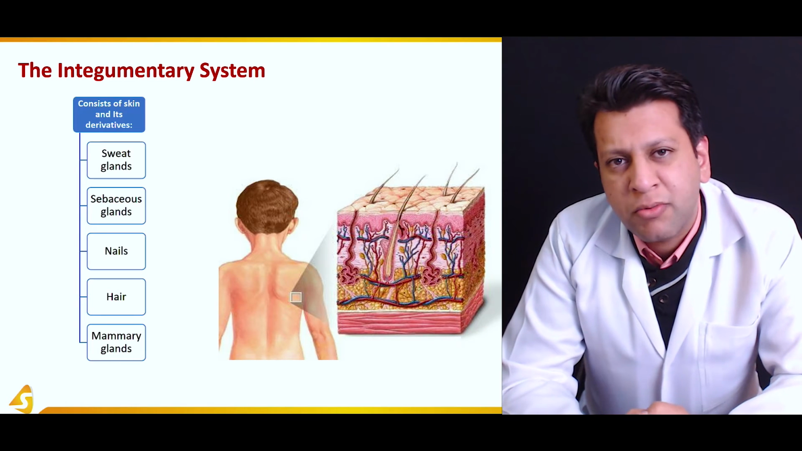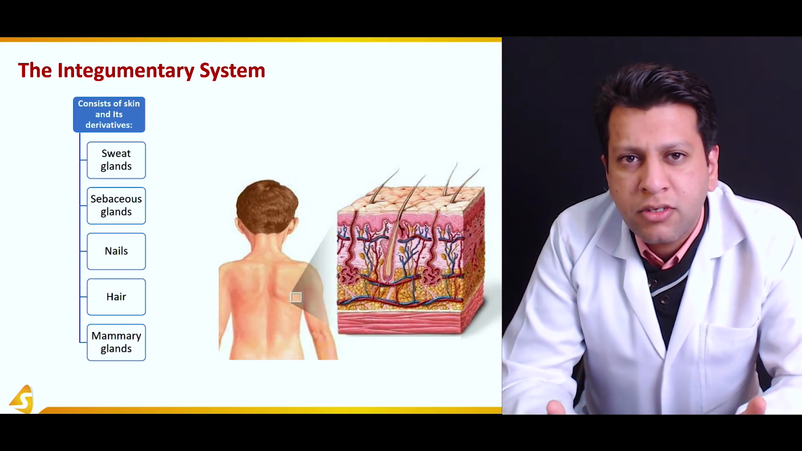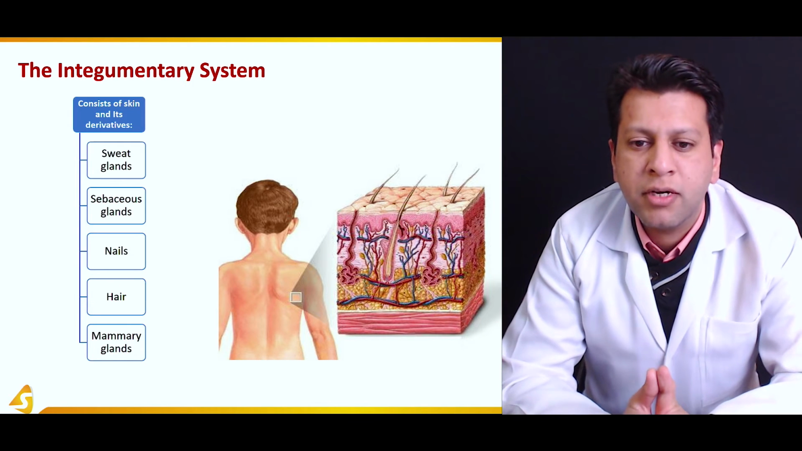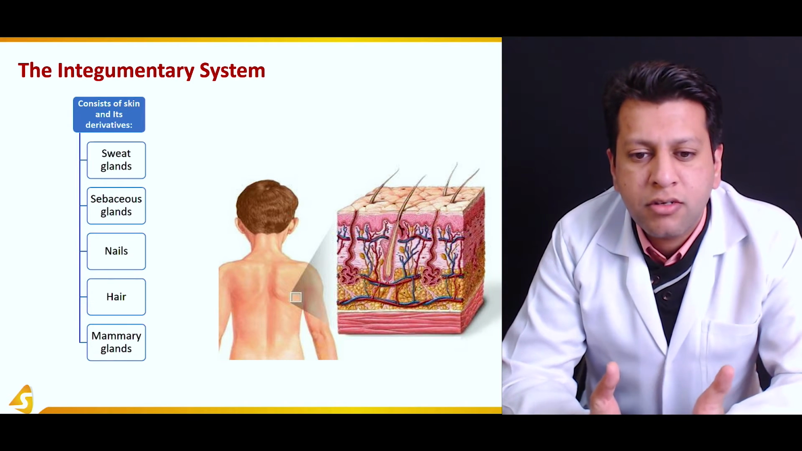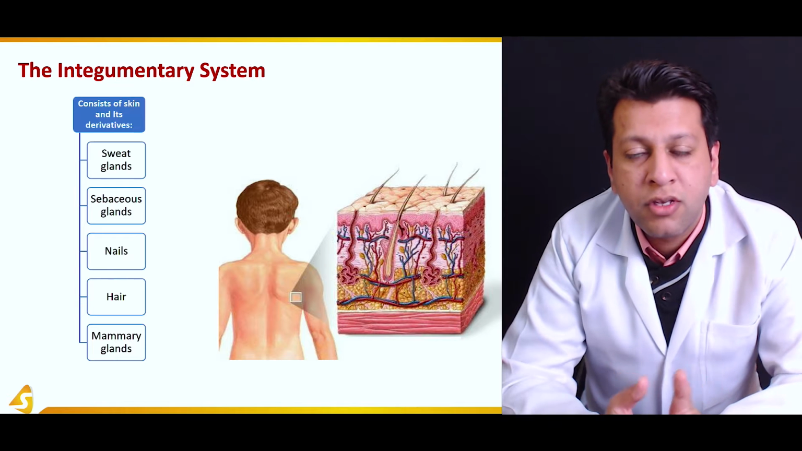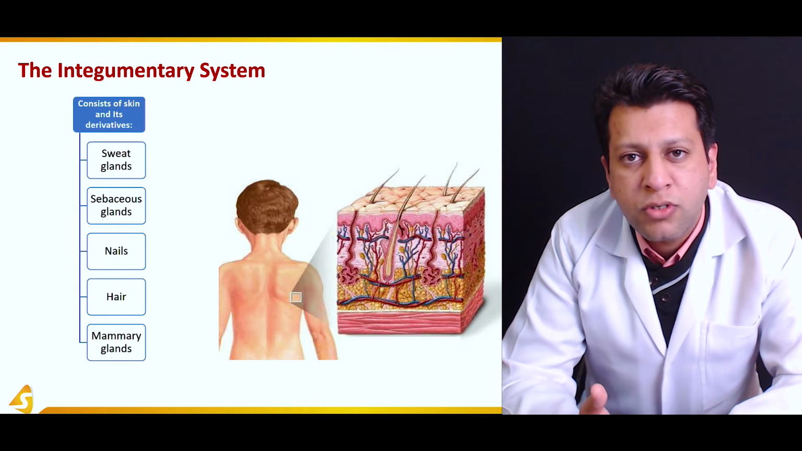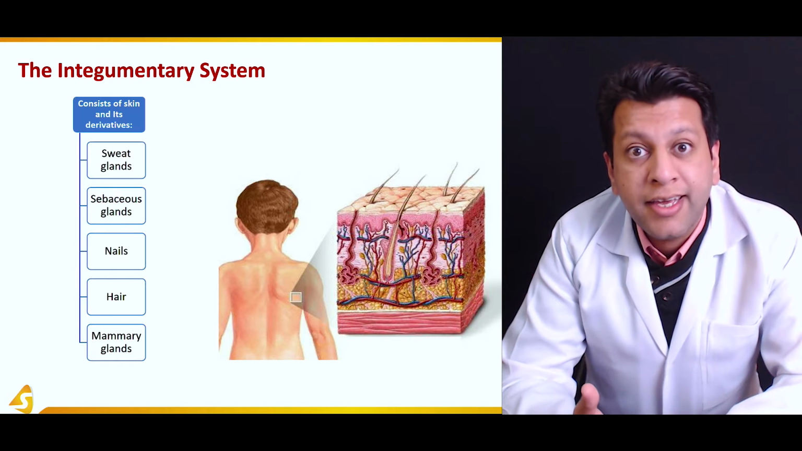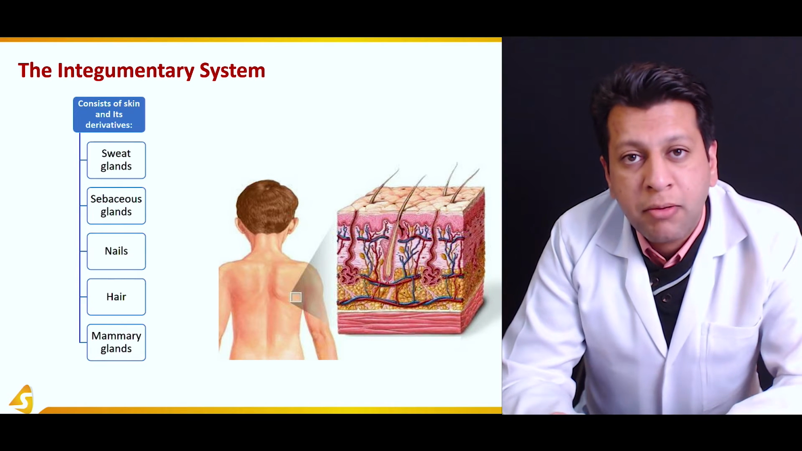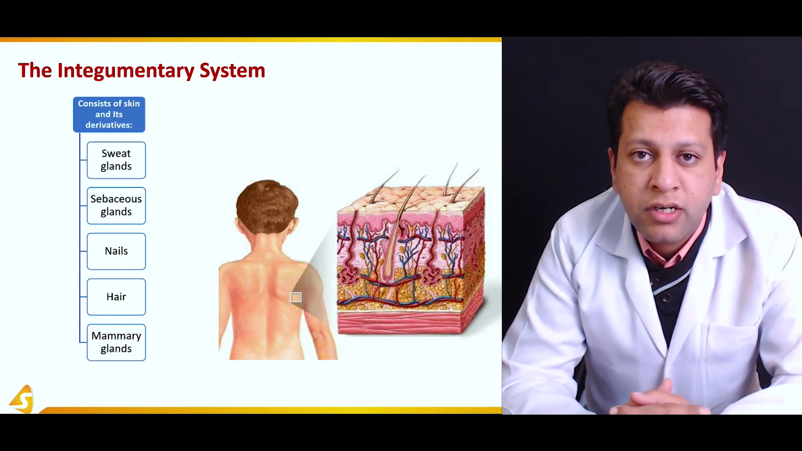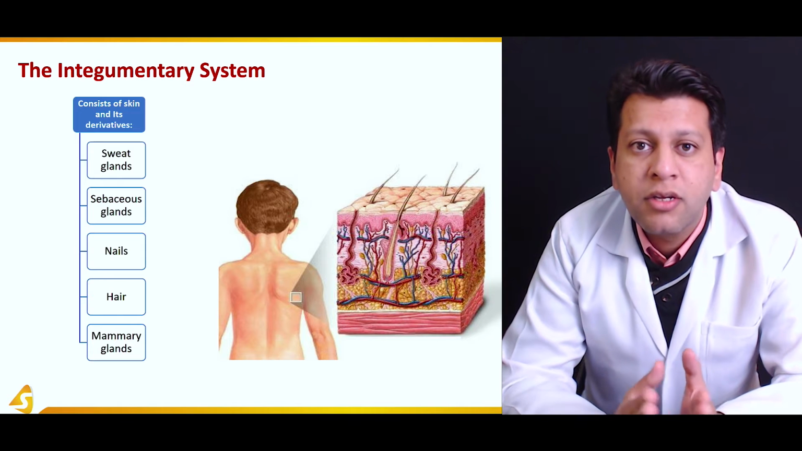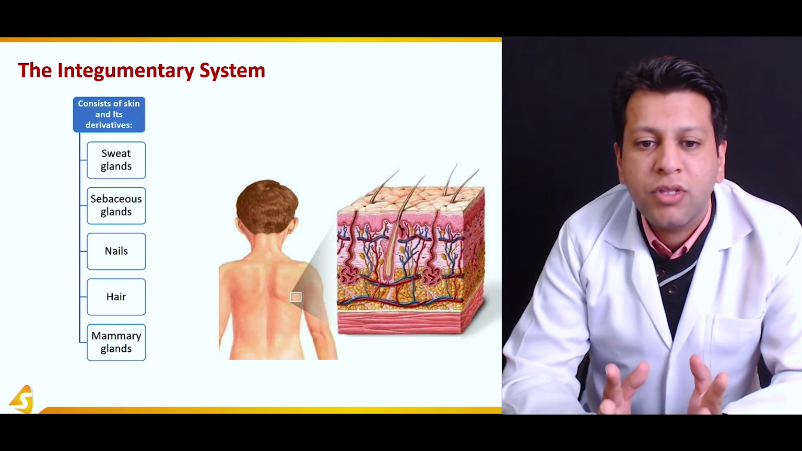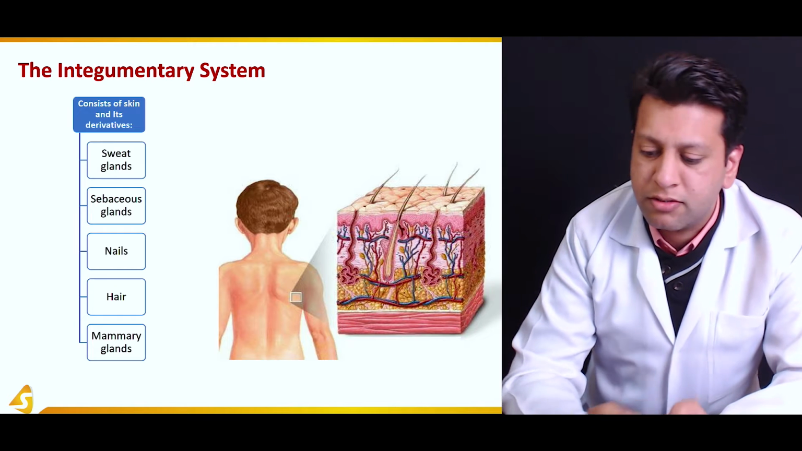So what is the integumentary system? The integumentary system actually means skin and its associated structures or its appendages. It consists of the skin and its derivatives. And what are the derivatives it includes? It includes sweat glands, sebaceous glands, nails, hair, and mammary glands. Now, all these five structures are associated with skin and are also called skin and its derivatives. So they form part of the integumentary system.